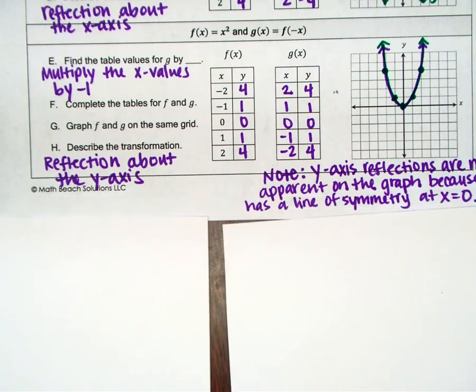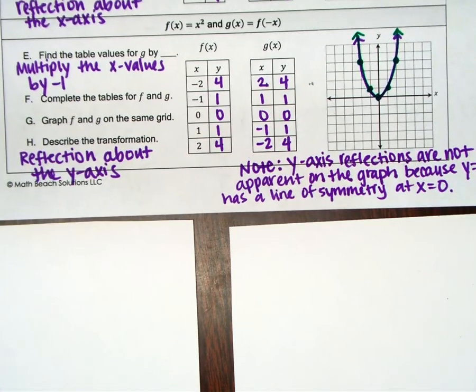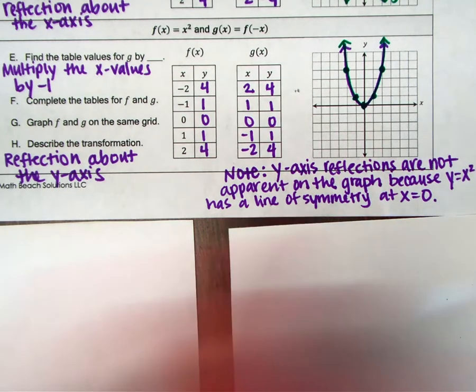So it's just a note to yourself, when it's the y-axis reflection, it's not apparent on the graph because y equals x squared has a line of symmetry at x equals 0. So let's go ahead and move on to some more examples here.